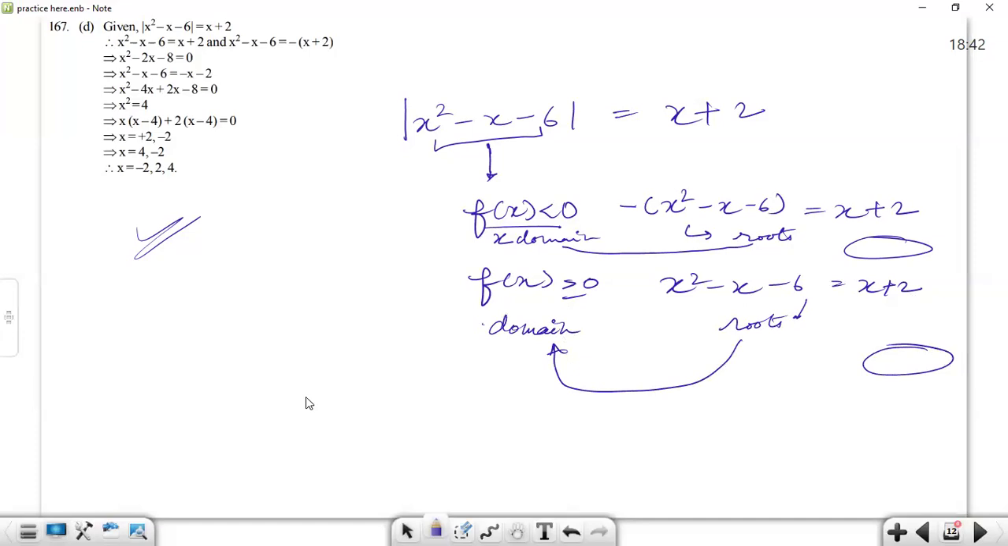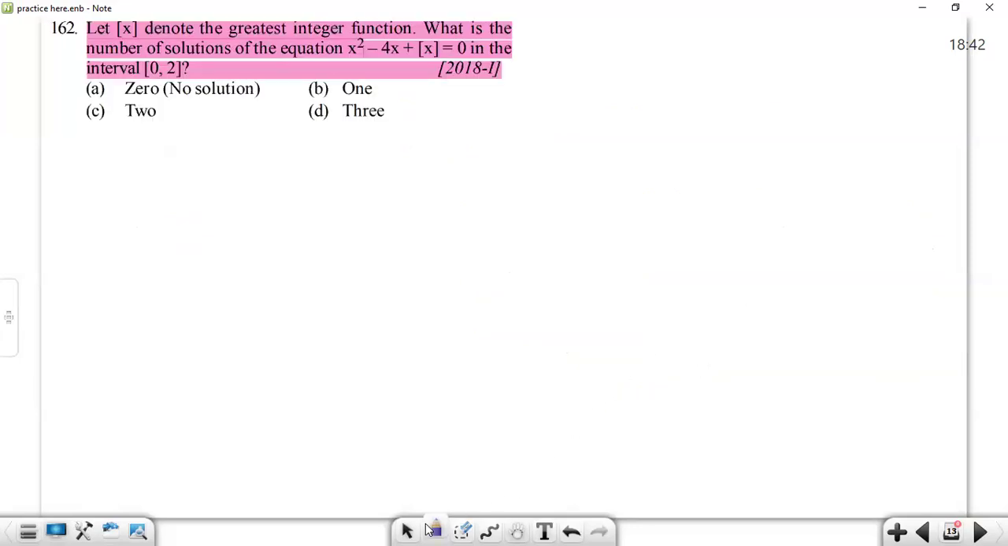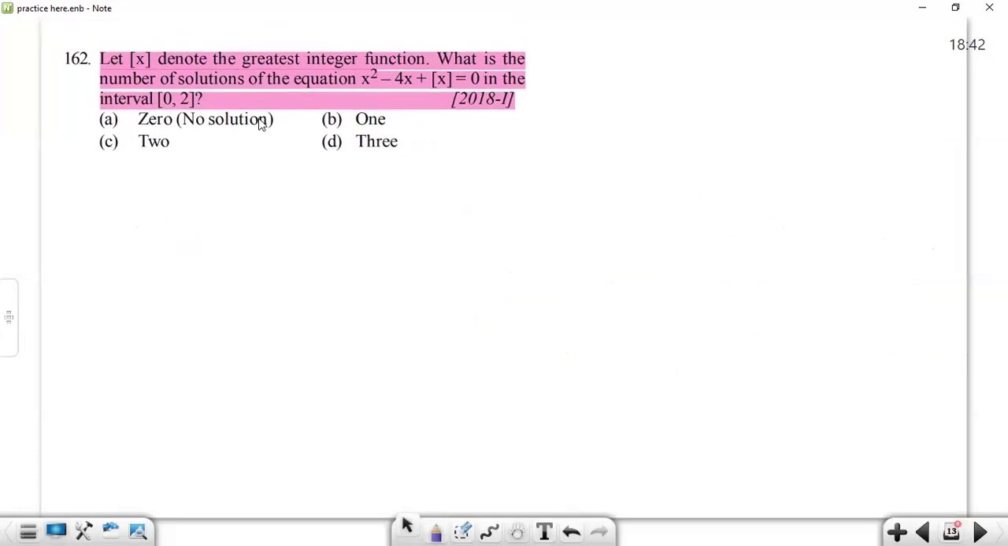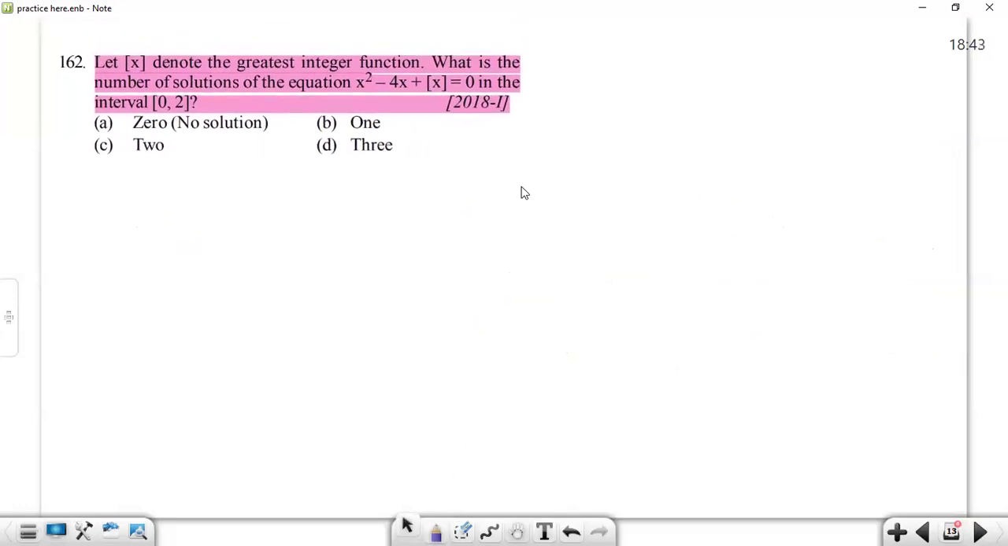Yes, sir. Greatest integer function, we have also discussed its graph. So now, do you need any clarification or more elaboration or explanation about the greatest integer function? Yes, sir, if possible. Yes, of course, it's possible.